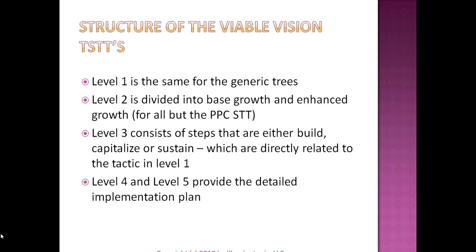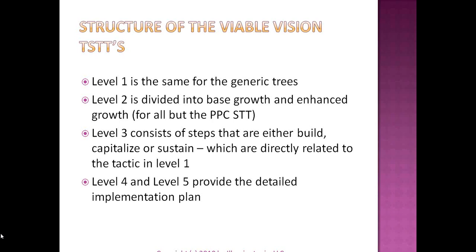Level 3 of the strategy and tactic trees for Viable Vision consists of steps that are either build, capitalize, or sustain, which was actually a sufficiency assumption in the strategy and tactic tree. You have to build a decisive competitive edge, capitalize on it, and sustain it in order to maintain growth and stability, which is directly related to the tactic that was written in level 1. And then levels 4 and 5 provide the detailed implementation plan.